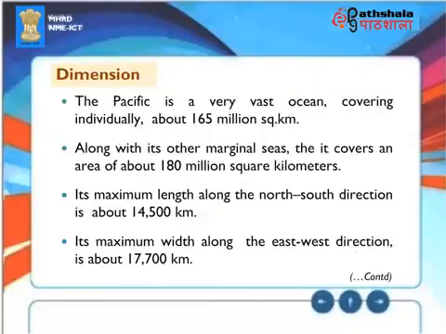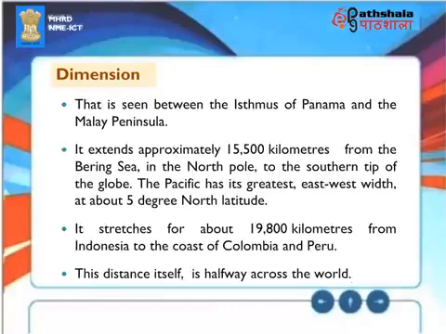Dimension. The Pacific is a very vast ocean covering individually about 165 million square kilometers. Along with its other marginal seas, it covers an area of about 180 million square kilometers. Its maximum length along the north-south direction is about 14,500 kilometers. Its maximum width along the east-west direction is about 17,700 kilometers. That is seen between the Isthmus of Panama and the Malay Peninsula. It extends approximately 15,500 kilometers from the Bering Sea in the North Pole to the southern tip of the globe.